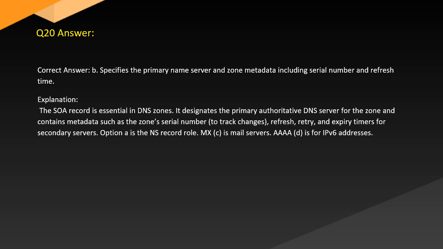Option A is the NS record role. MX, C, is for mail servers. D is for A records, which map to IP addresses.